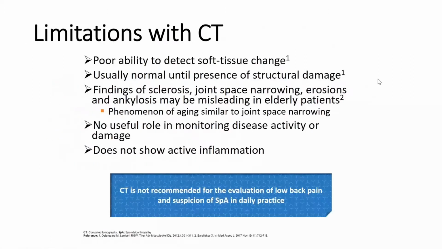Next slide, please. Then after radiographs, what was born? The era of CT imaging. A very promising tool it was indeed to make a diagnosis of early spondyloarthritis, but it is fraught with its own disadvantages. Poor ability to detect soft tissue changes, usually normal until structural damage is present. Findings like sclerosis were non-specific, not useful in monitoring disease activity, and it does not show active inflammation. Next slide, please.